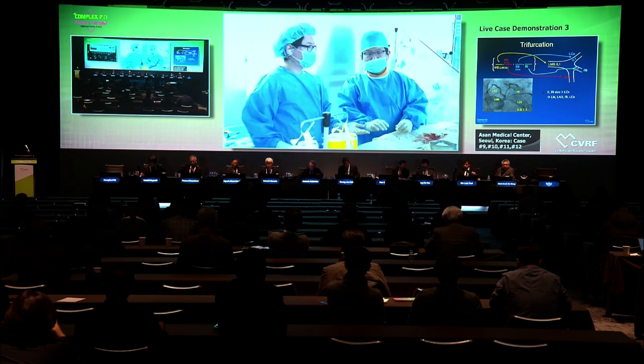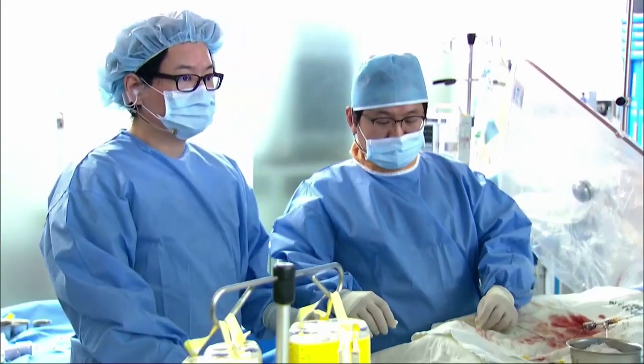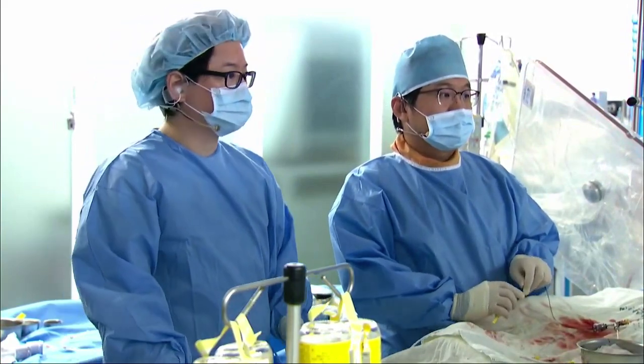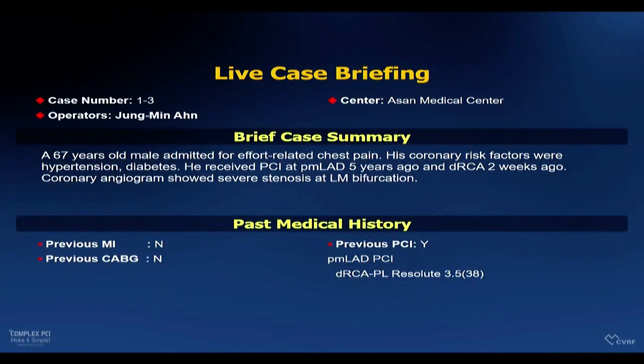Could you introduce the patient history? Yes. This patient is 67 years old, male, admitted to our hospital with worsening chest pain. His coronary risk factors were hypertension and diabetes, and he received a PCI for the proximal mid-LAD 5 years ago, and also underwent PCI for the distal RCA 2 weeks ago. Coronary angiogram showed severe stenosis at the left main, today's target region.